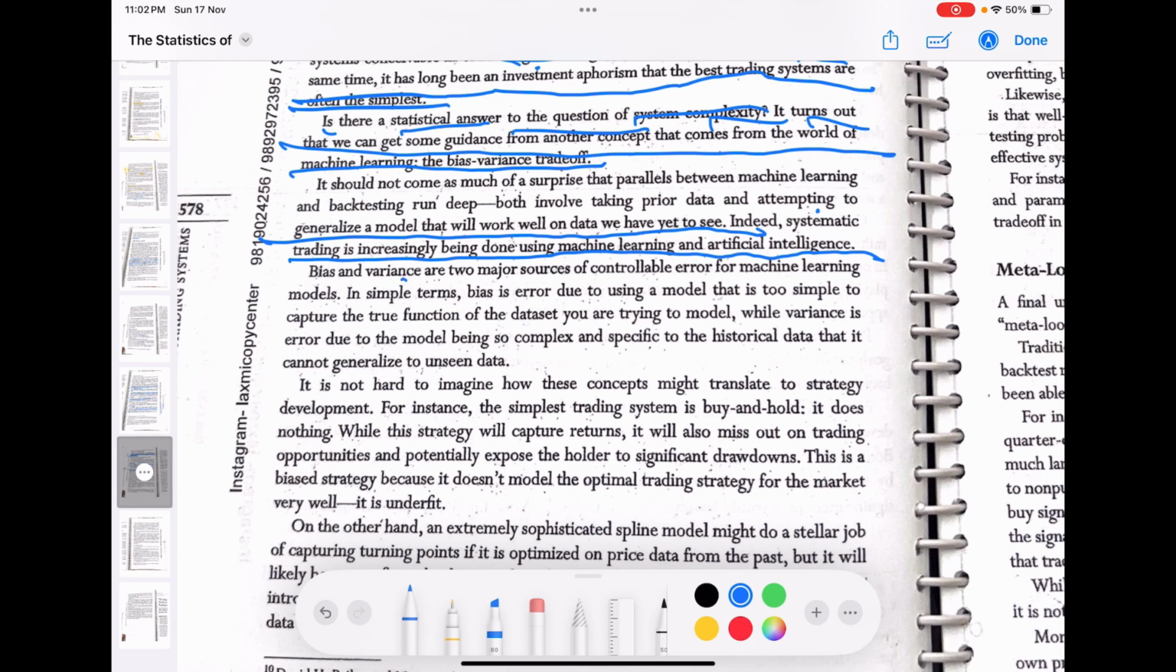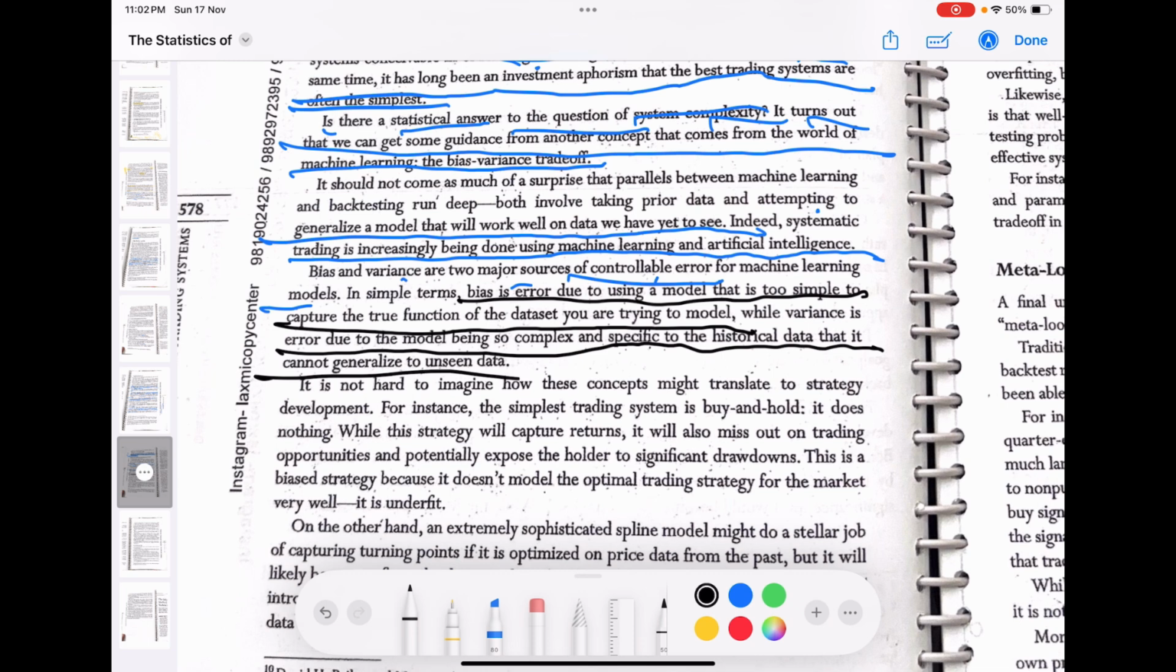Bias and variance are two major sources of controllable error for machine learning models. In simple terms, bias is error due to a model that is too simple to capture the true function of the data set you are trying to model, while variance is error due to the model being so complex and specific to the historical data that it cannot generalize to unseen data. So, bias is error when the model is very simple, and variance is error because the model is very complex.